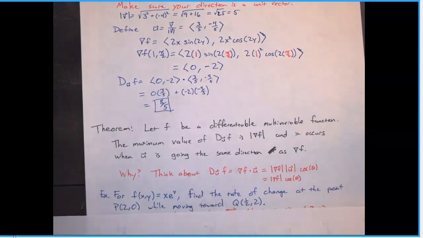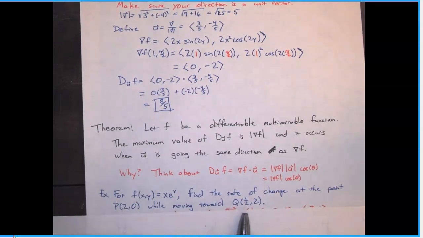So here, I have a function of two variables, x e to the y. I want to find the rate of change when I'm at the point (2, 0) and I'm moving toward the point (1/2, 2). Well, we have a problem here. The first problem is I'm given two points. I don't have a direction. I'm told I'm standing at one point, or I'm placed at one point moving towards another point.